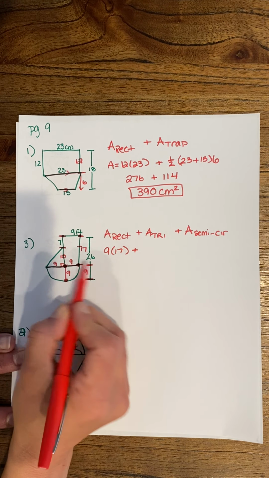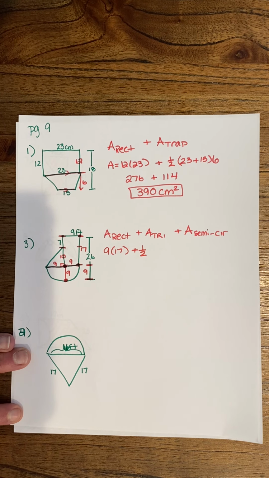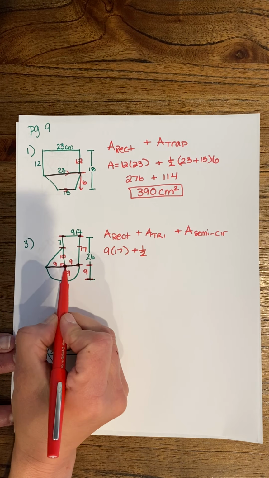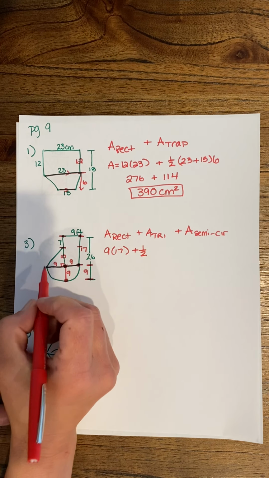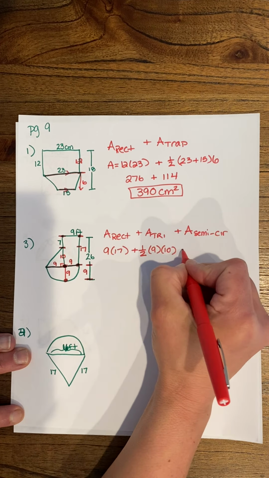For the triangle, remember, the area is 1/2 base times height. That's why we need this to be a right triangle, guys, because we need the base and the height to meet at a right angle. So here I do have the base and the height. It's our 9 and our 10.